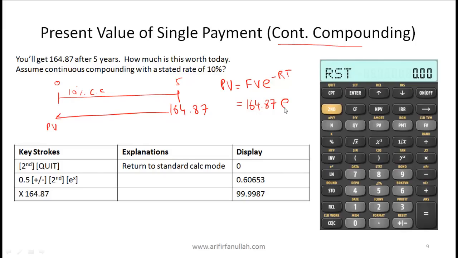Plugging in the numbers, the future value is 164.87 times e to the power of minus R, which is 10%, or 0.1, times t, which is 5, so raised to the power of minus 0.5. The way you plug it in the calculator, put in minus 0.5, second e to the power of x, and you will get 0.60653. Simply multiply this by the future value, which is 164.87, and you will get your present value, which is about 100.